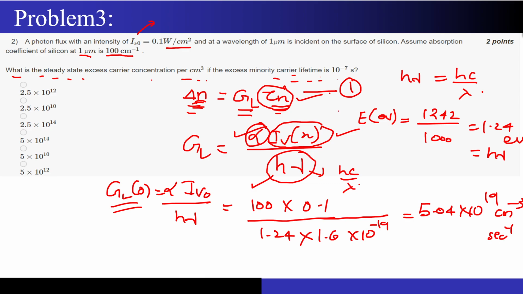Right? So this is the value of GL that we have. Now what we will do, let me just highlight it as equation number 2, right? So now put 2 in 1, right?